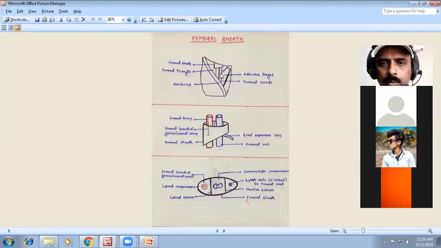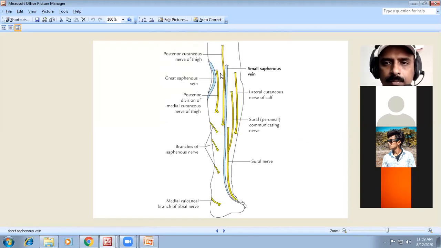So this is all I have covered. Now the short saphenous vein: it begins from the lateral end of the dorsal venous arch, passes behind the lateral malleolus, runs in the middle of the leg, and opens into the popliteal vein at the popliteal fossa. It lies lateral to the tendocalcaneus in the middle of the leg region. You have to remember this about the small saphenous vein or the short saphenous vein.